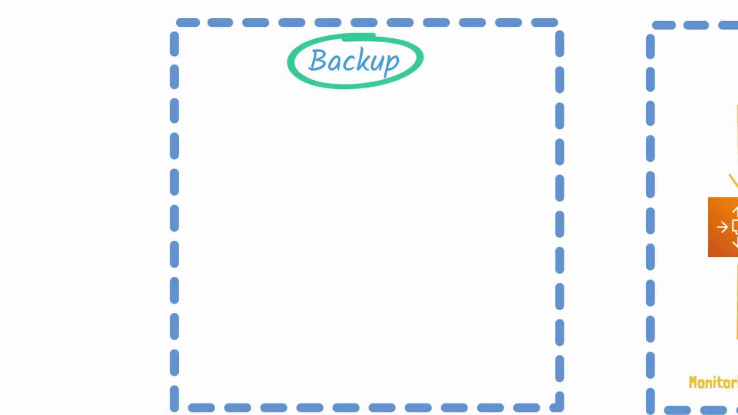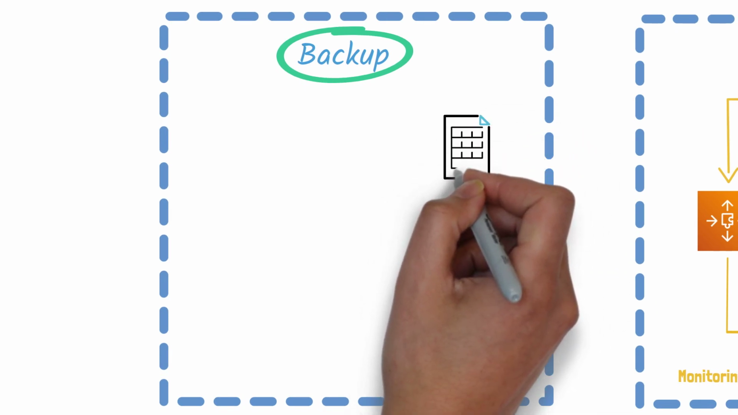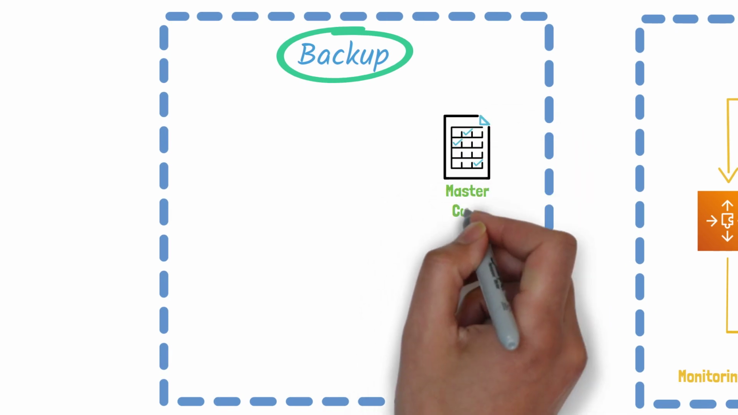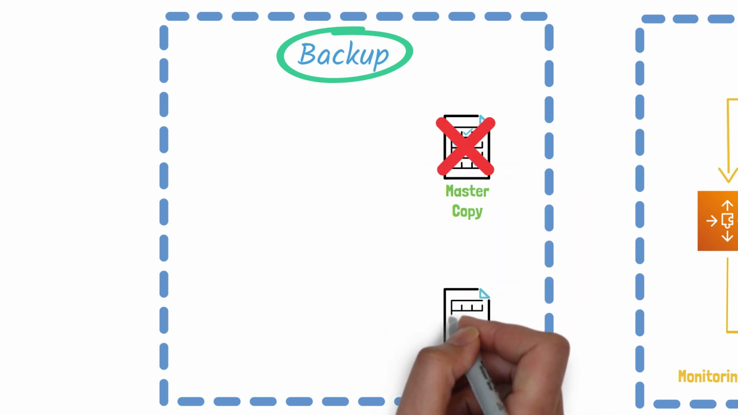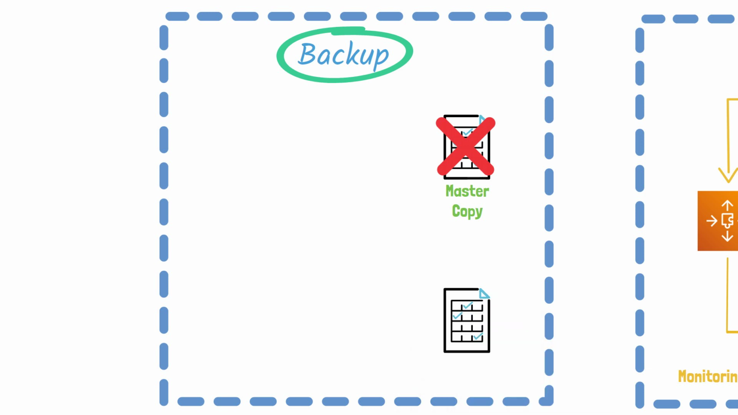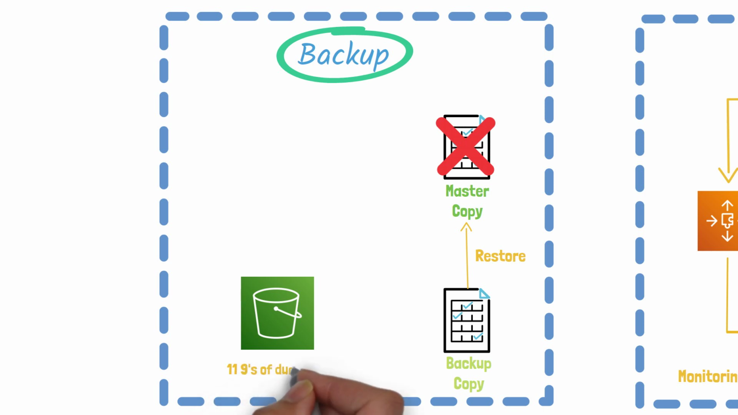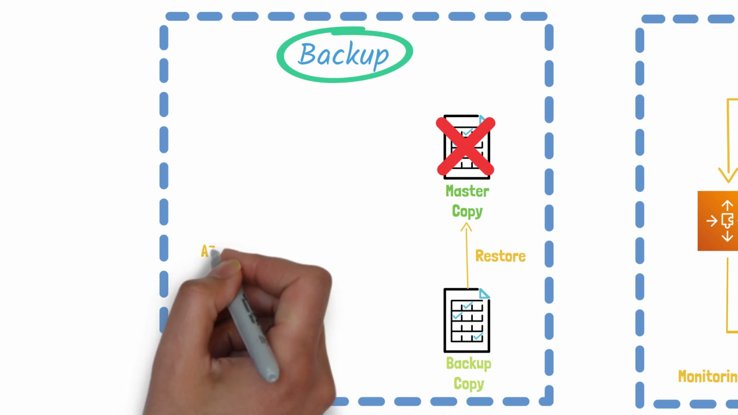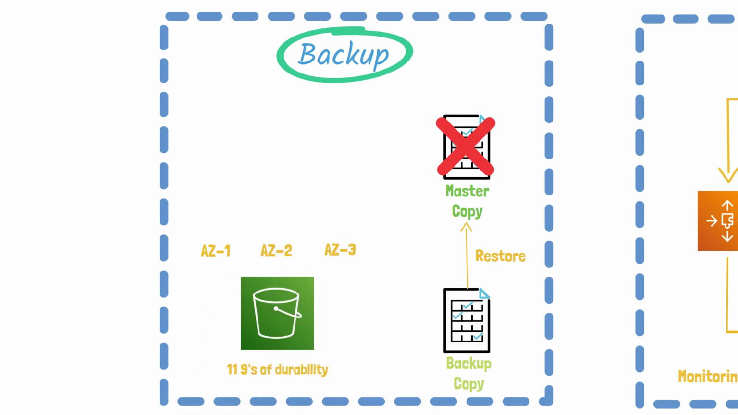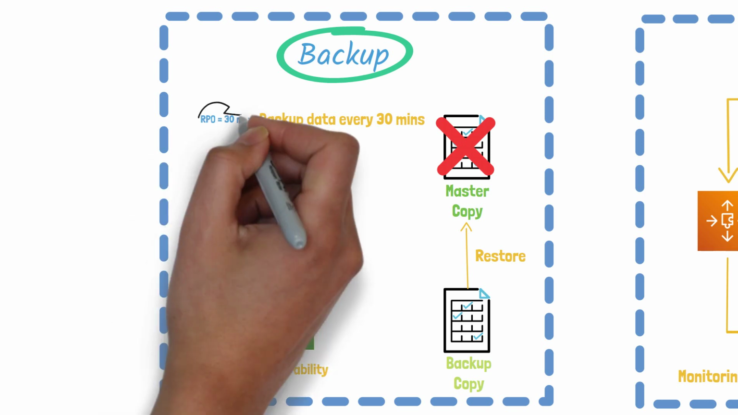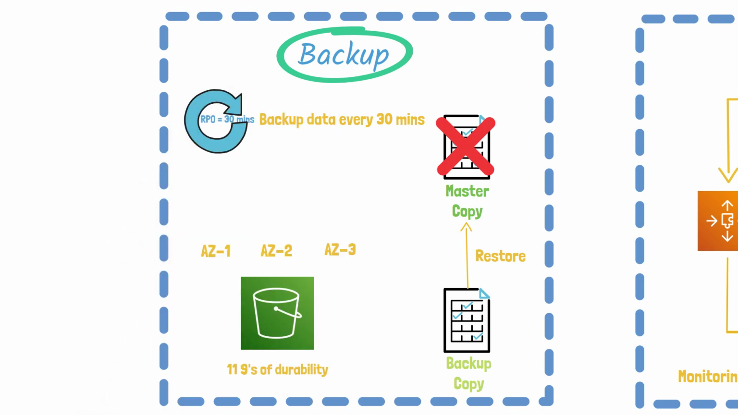Backup. Backing up data is essential for the continuation of any business. In an unforeseen event of losing the master copy of your valuable data, you can always restore it using the backup copy. Therefore, back up your data periodically using services like Amazon S3, which provides 11 nines of durability by replicating your data across multiple availability zones. Your recovery point objective defines how often you should back up your data.